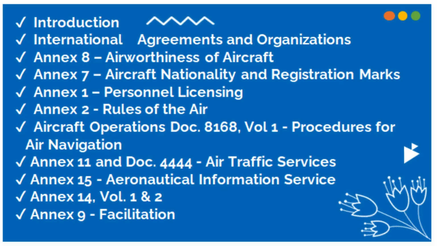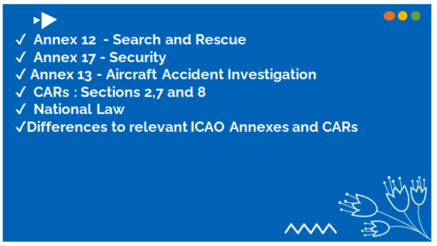We'll start with the Chicago Convention, which established ICAO and sets the foundation for international aviation regulations. We will also cover important international regulations, various ICAO annexes, provisions of procedures for navigation, and air traffic service standards. We'll also review CAR's important sections, which are critical to compliance with national aviation regulations, and discuss how national laws differ from relevant ICAO annexes and CARs.